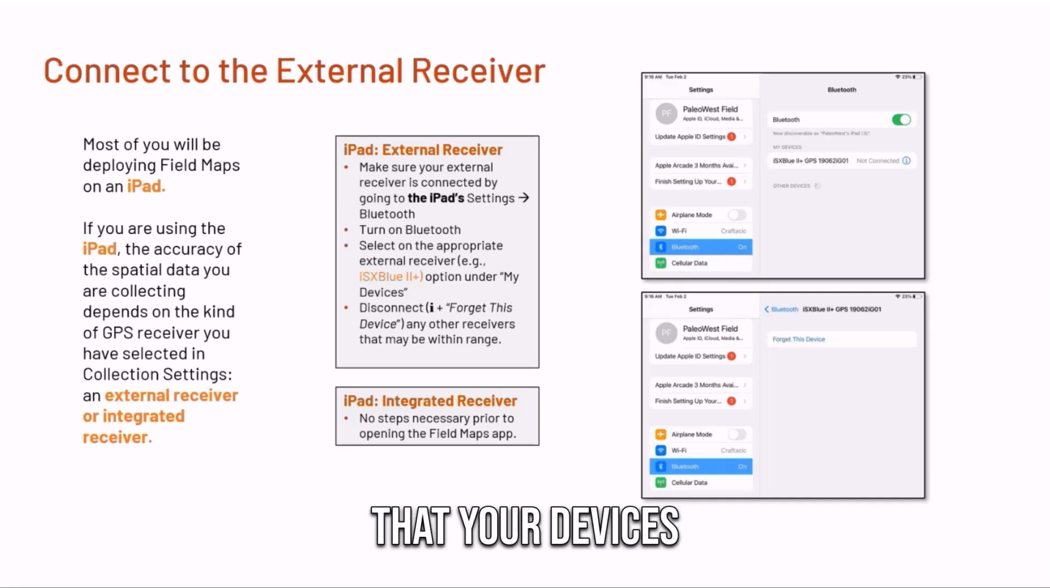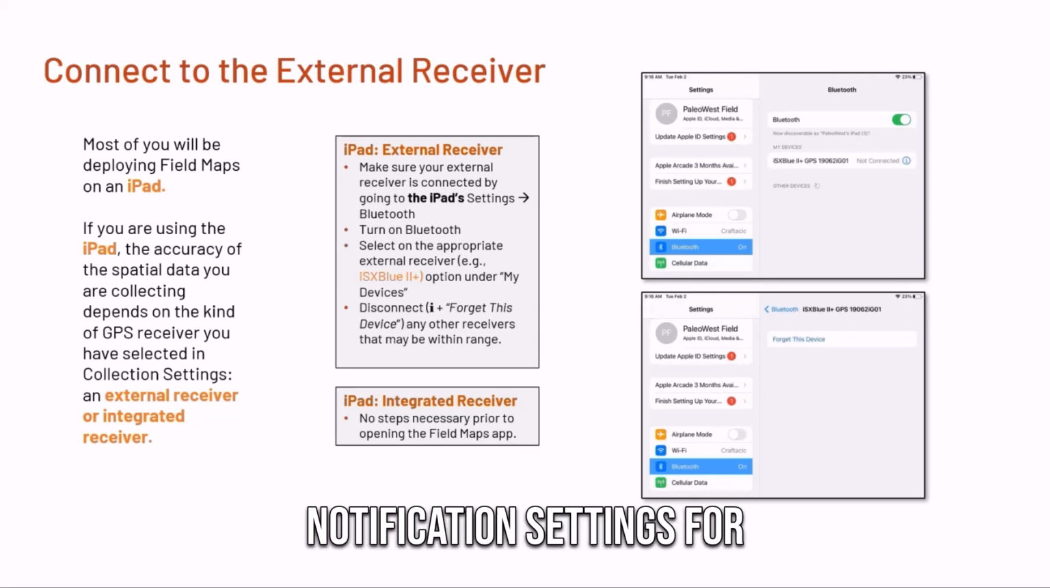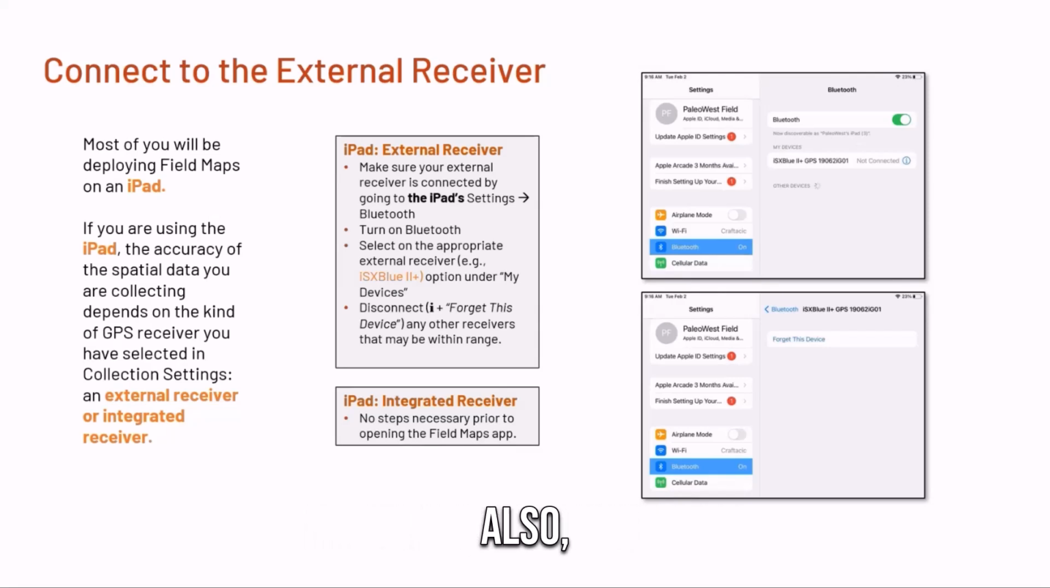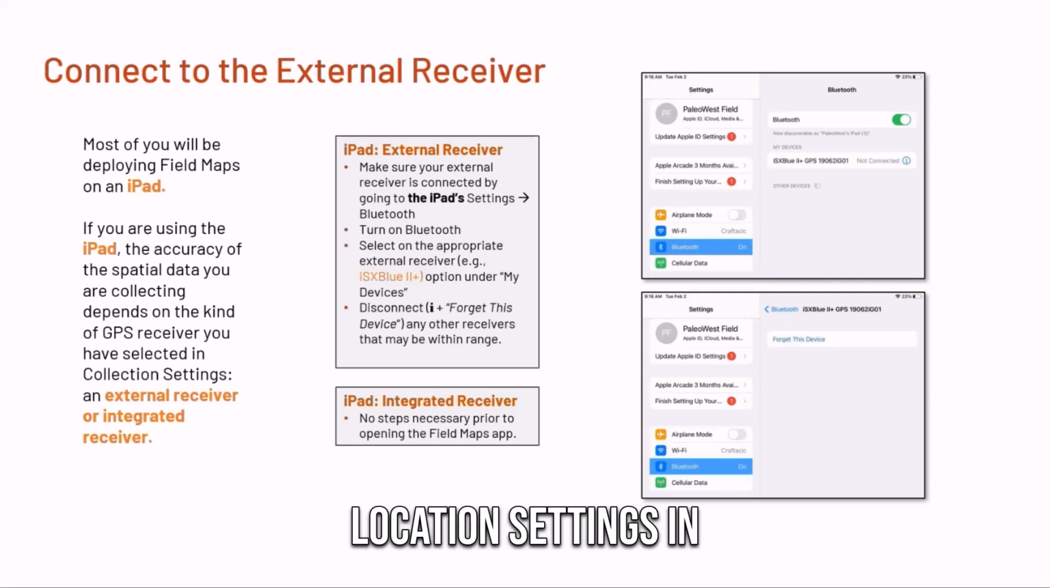So you've confirmed that your devices are connecting, but Field Maps is one app of several on your iPad. Just like you can control your notification settings for apps, you can also affect your location settings in different apps. Once you've paired your device and your iPad, you also need to make sure that Field Maps has given them permission to talk to each other and that Field Maps will respect this new location information. Otherwise, it will default to its own internal GPS. And again, your data quality is kind of kaput.